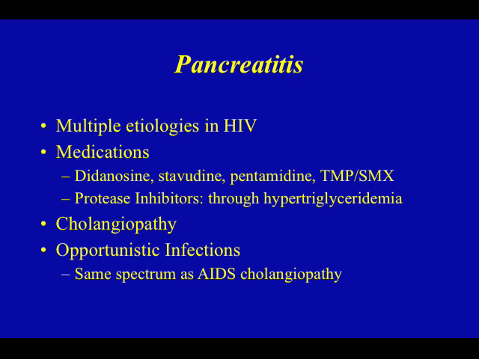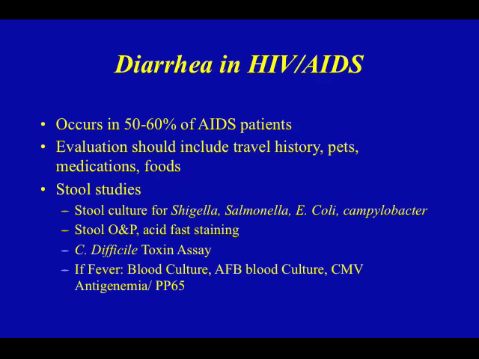But don't forget the good old alcohol is still a factor. And of course, the cholangiopathy can cause pancreatitis. And again, any of the opportunistic infections that we discussed with AIDS cholangiopathy are also the same infections causing pancreatitis in HIV patients. Good old diarrhea, 50 to 60% of our patients have it.